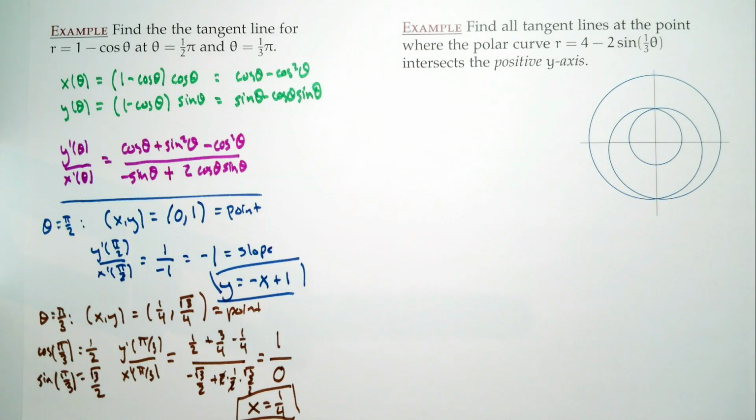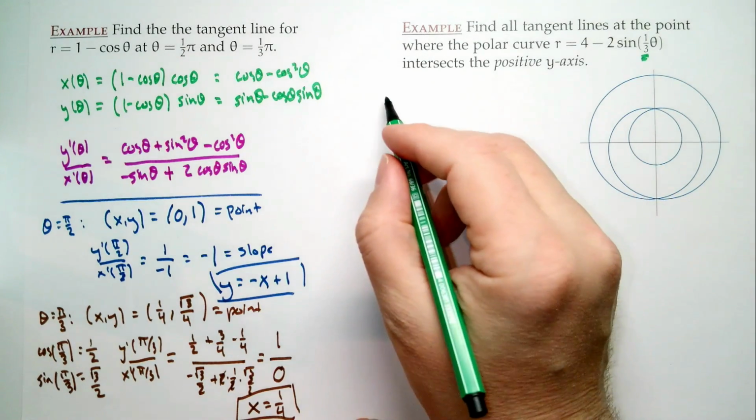Find all the tangent lines at the point where the polar curve r equals 4 minus 2 sine 1/3 theta intersects the positive y-axis. Now, we're going to be a little bit careful here, because this is the first time we've seen a third show up. What interval should we be looking over? Yeah, we need to look over from 0 all the way up to 6 pi. So it's going to be a while.